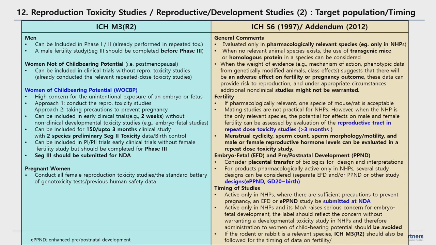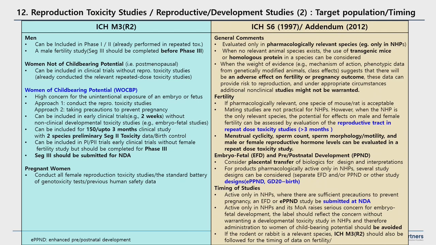And if you look at the guidelines for small molecules for men, because the repetitive toxicity and the reproductive toxicity impact has already been studied, you could just do a phase 1 and 2 without additional tests. But a male fertility study should be done, that is, a SEC3 should be completed before phase 3.